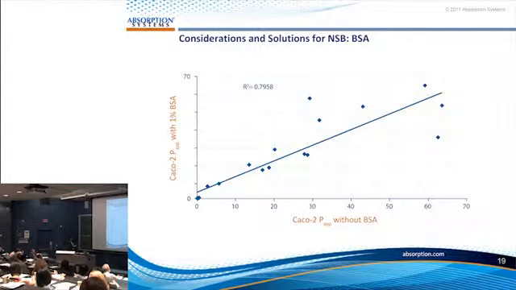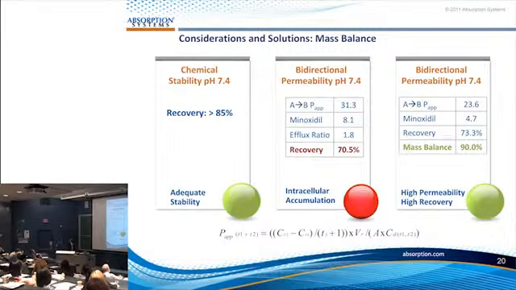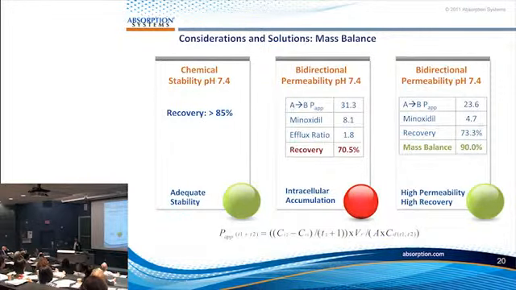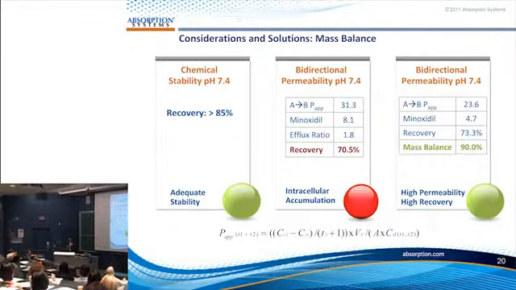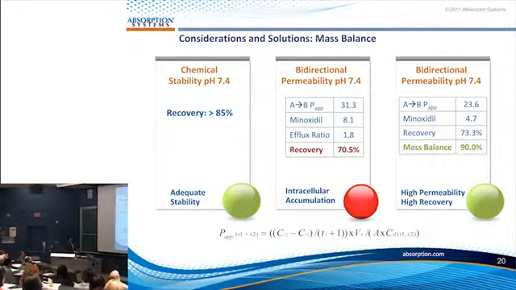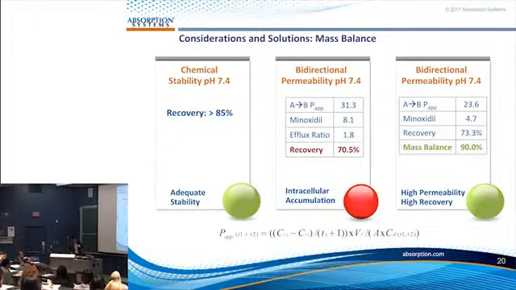This basically illustrates that BSA still has a similar rank order and good correlation when run without BSA. An example of mass balance: the compound had good chemical stability. Recovery was not as great when we only measured the donor and the receiver compartment. Again, there is the possibility of erroneously concluding that this is unstable, but when we go back and track it down in every possible compartment, we are able to get this number past the 80% threshold.